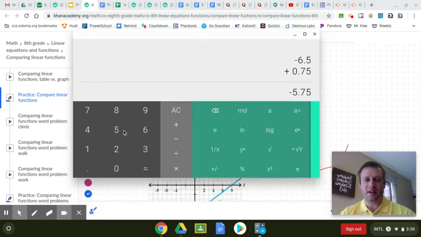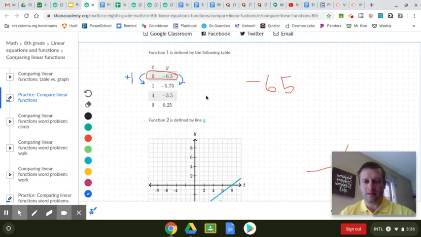The other thing I could do is 5.75, again negative, and subtract 6.5, negative 6.5. And the calculator gives me 0.75. So I know that this equation is 0.75 or 3/4 x.